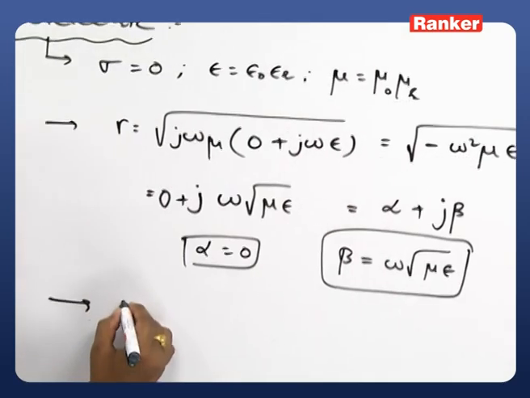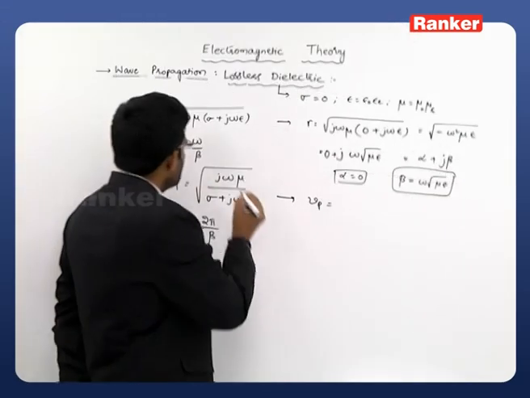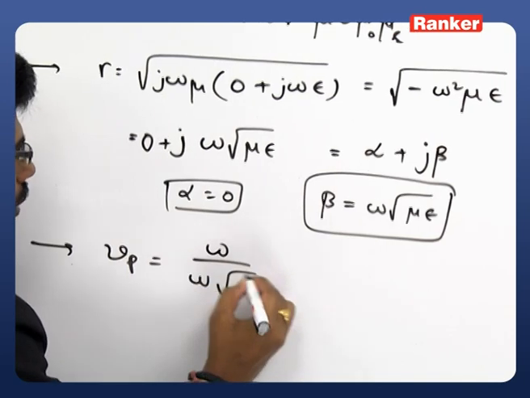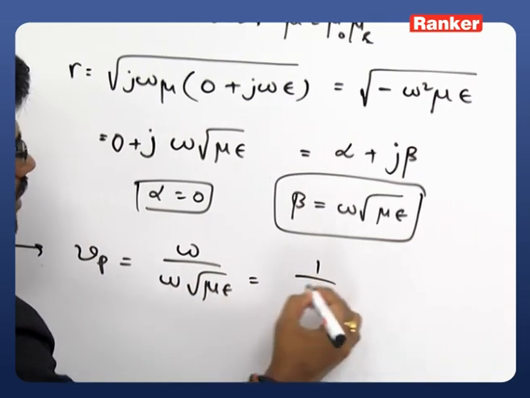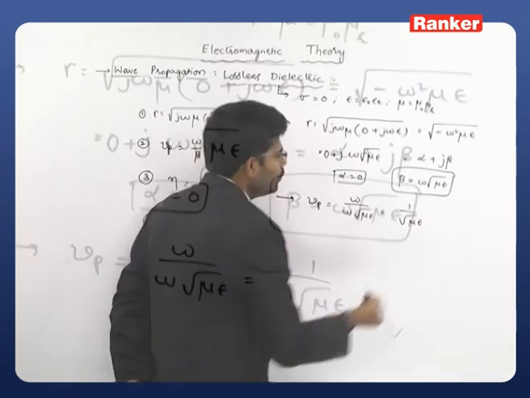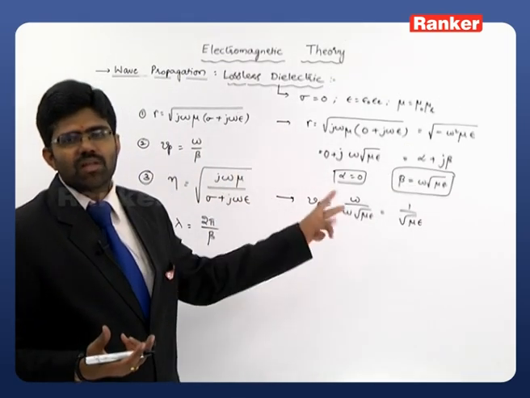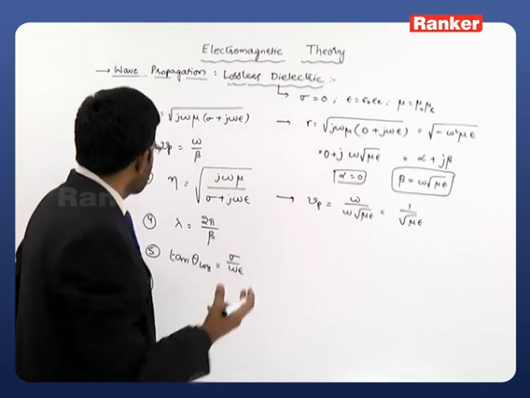From this, the phase velocity can be obtained. Phase velocity is equal to omega by beta, just beta is this, omega by omega under root mu epsilon, which is equal to just 1 by under root mu epsilon. So purely depending upon the value of mu and epsilon, the phase velocity will vary. That is our second quantity.